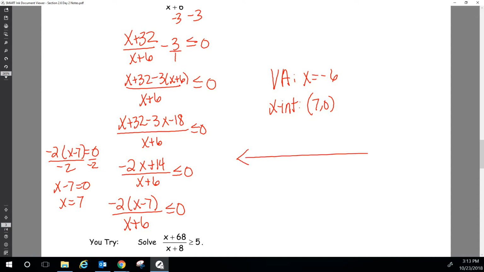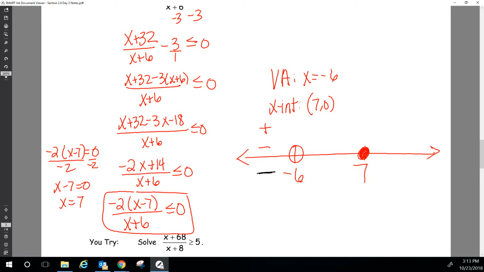All right, putting those two on a number line, I get negative 6, 7. I've got an asymptote at negative 6 and an intercept at 7. Let's test some numbers, and we're going to plug it into this equation here. So if I go less than negative 6, say negative 7, negative 7 minus 7 would be a negative number, times the negative 2 would be positive, over negative 7 plus 6 is negative. Positive divided by negative is negative.